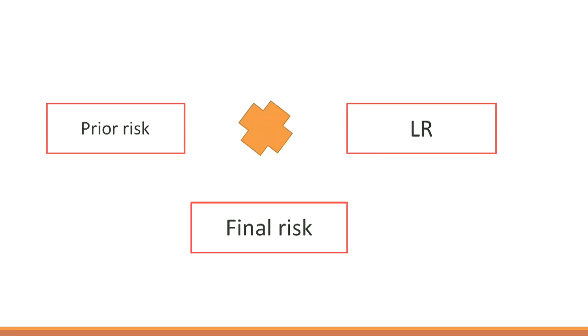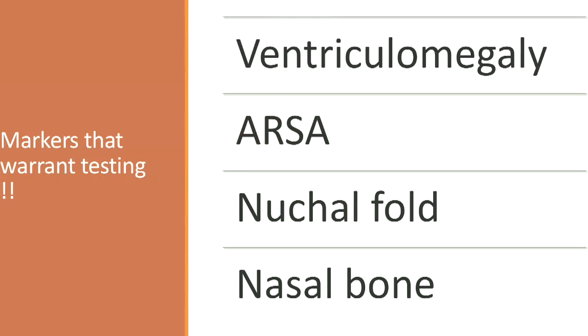Now having said that, there are a few markers like ventriculomegaly, aberrant right subclavian artery, increased nuchal fold or absent nasal bone, which would warrant direct testing, because the chance that this finding will occur in a baby with Down syndrome is much higher.